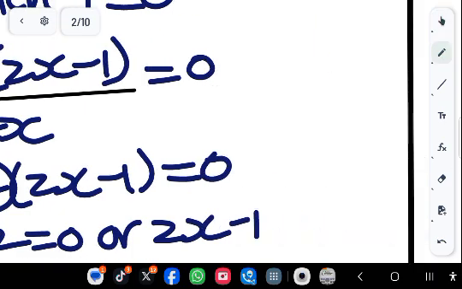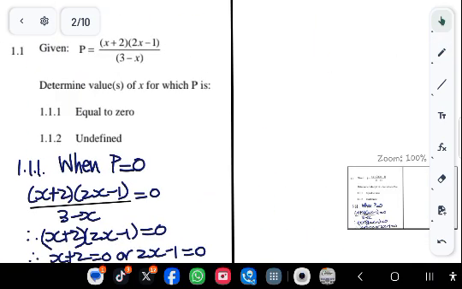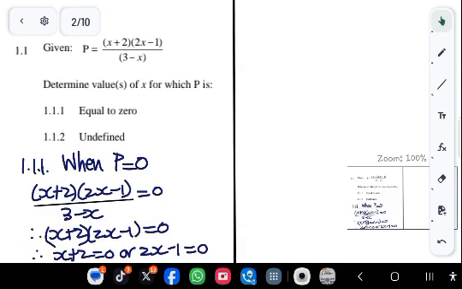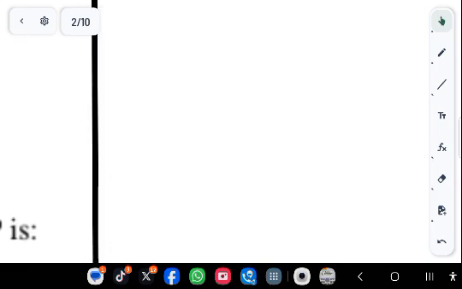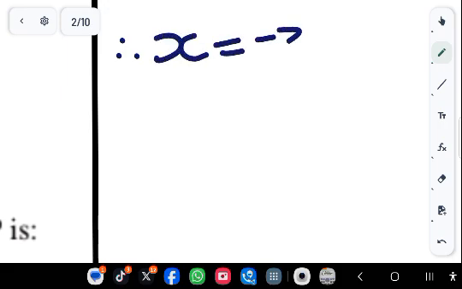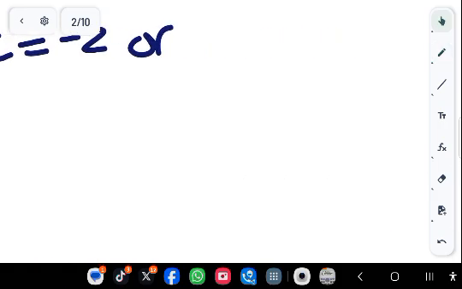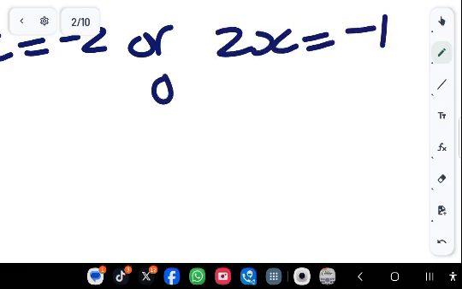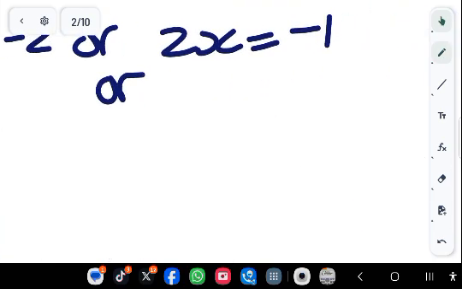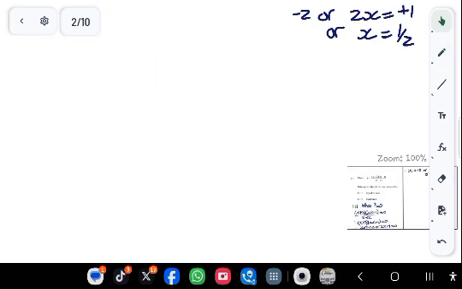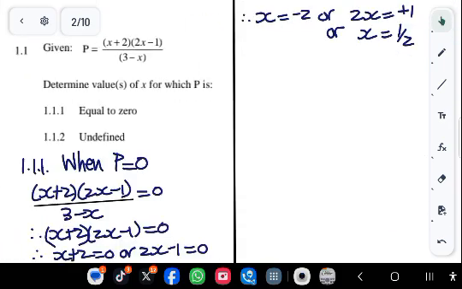Never skip this step. This is where a lot of people make silly mistakes. So we've got x + 2 = 0, therefore x equals negative 2, or 2x equals 1. Let's see, it's positive 1. Or x equals 1 over 2. And that is the answer there.